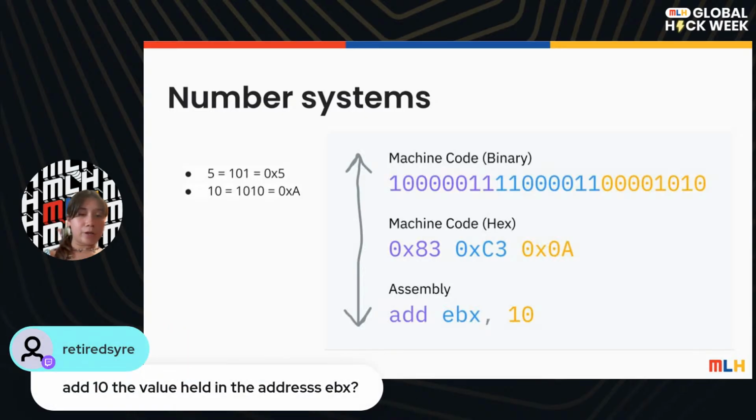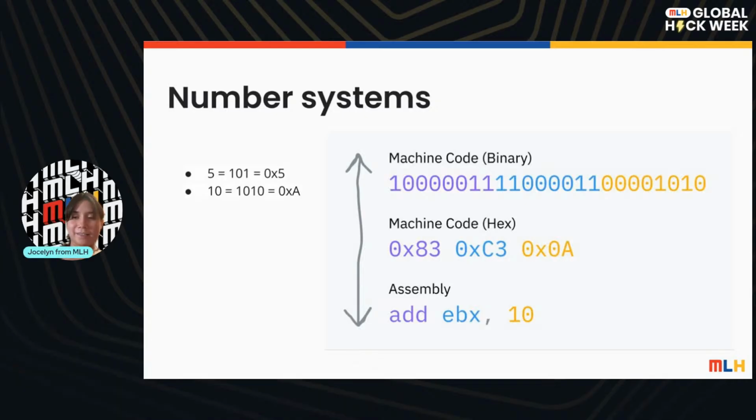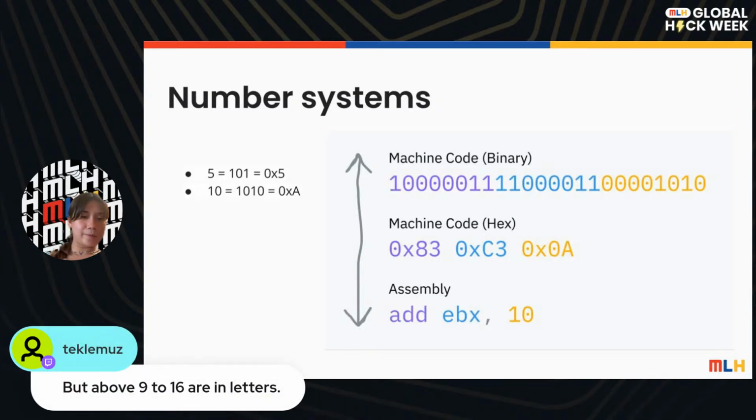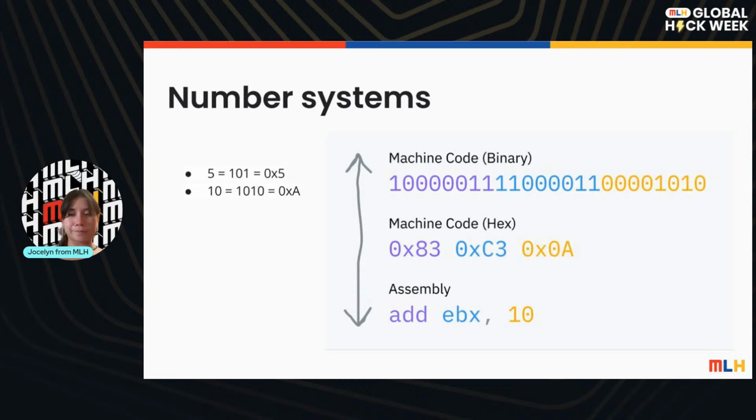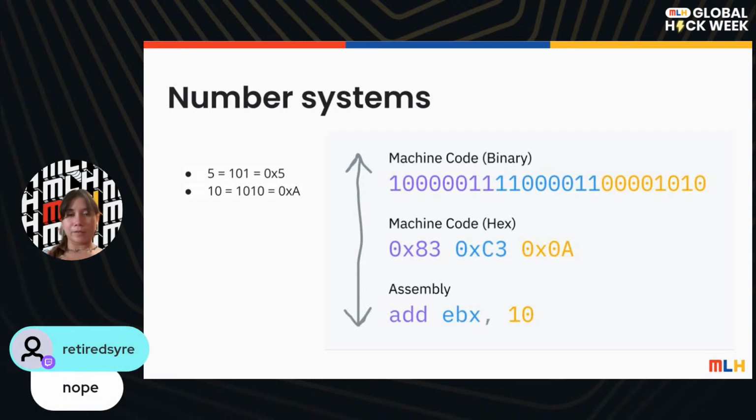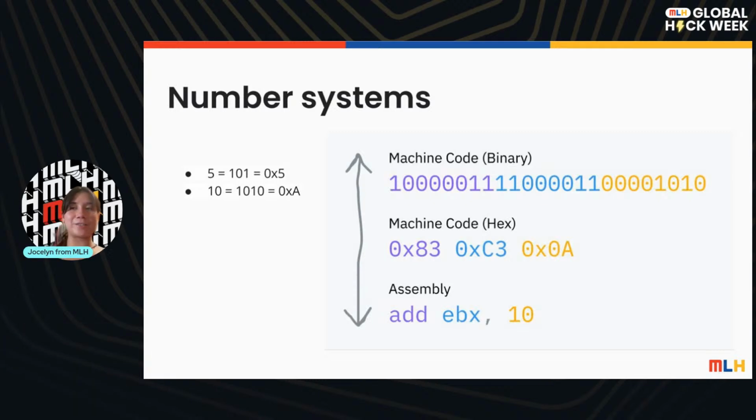At 10, the value held in the address EBX. What's that? Oh, yeah, the instruction that's in here. Exactly. But above 9 to 16 are in letters. 9 to 16. Is that for the hexadecimal thing? Or what do you mean by above 9 to 16 are in letters? Nope. Okay, Raul, you have your side conversation going on there that I think I'm not getting completely.